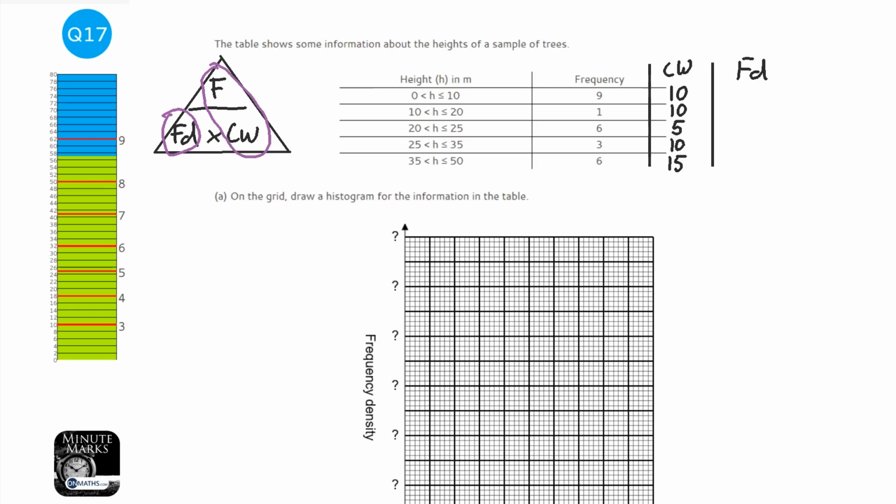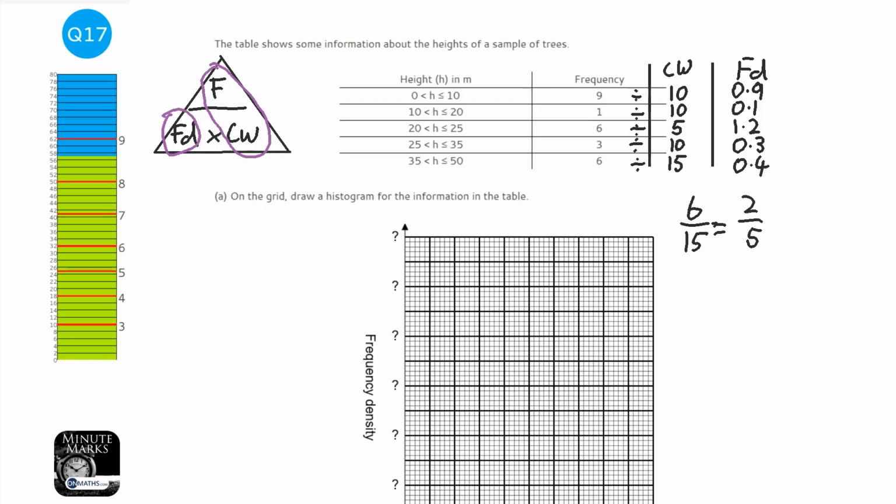So when I've got the class width, I can work out the frequency density. And the frequency density is the frequency according to the triangle divided by the class width. I want to divide these. Okay, so we've got 9 divided by 10, which will be 0.9. 1 divided by 10, which is 0.1. 6 divided by 5, well that's 1.2. 3 divided by 10, which is 0.3. And 6 divided by 15. Well, if I've got a calculator it's easy, but here I can divide top and bottom by 3, so that's 2 over 5. So that's 2/5, which is 0.4.